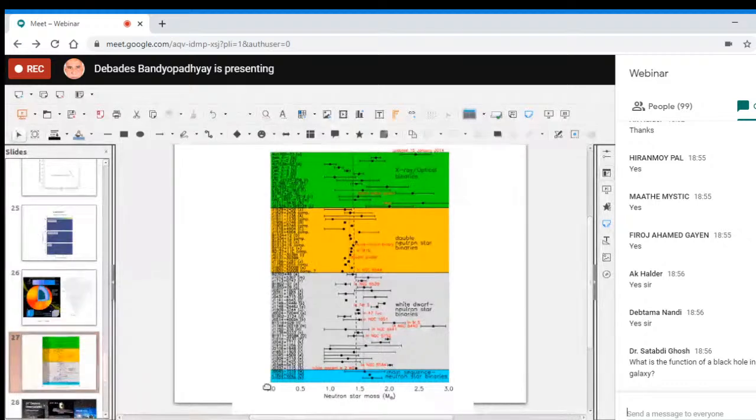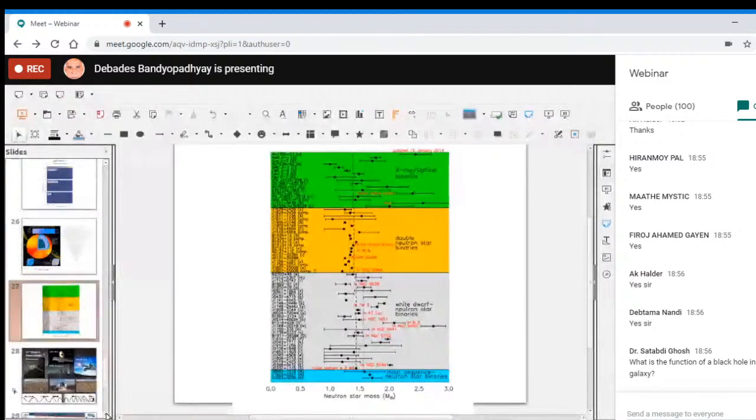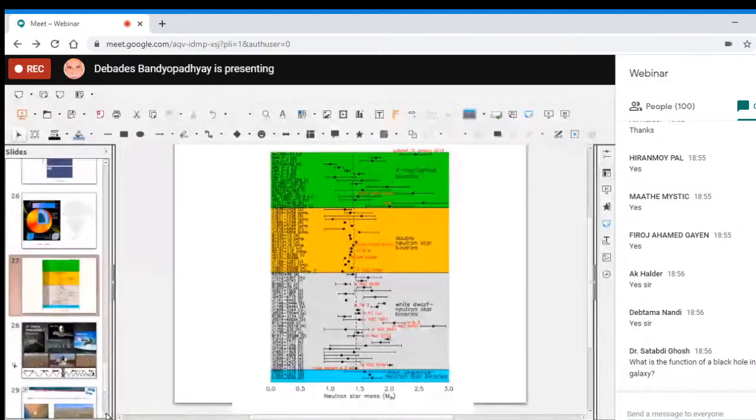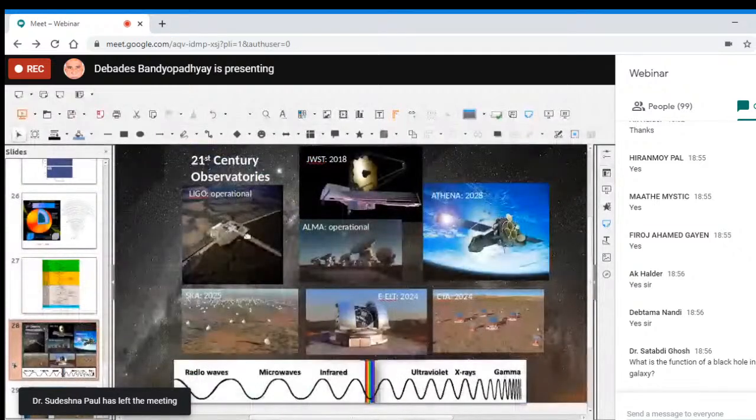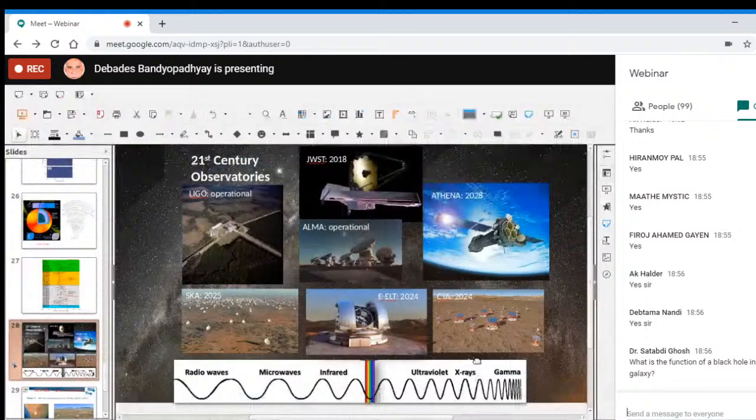So now it is a common agreement that neutron stars are very heavy, with a mass of 2 solar masses. Now, these are the various observatories, some of which are already functional, and some of which will be functional in this decade. This is the James Webb Space Telescope. It is an optical telescope, more powerful than Hubble.